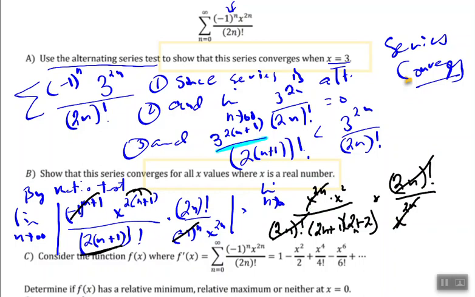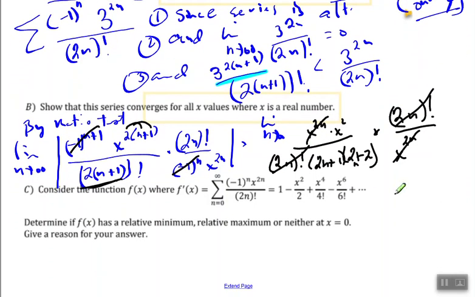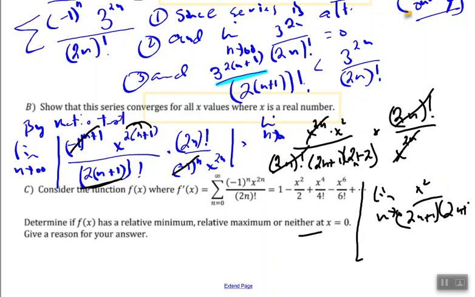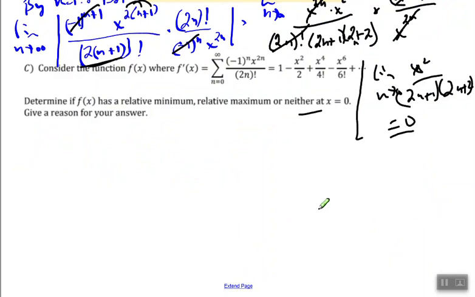And so we can say that this next one is going to be really easy. So I don't need any more room for that one. The limit as n goes towards infinity of x squared over 2n plus 1 times 2n plus 2 equals 0 if x is a real number. If x is a real number, then it's less than infinity. So any real number divided by infinity is always 0. And actually, I won't do it at the bottom.